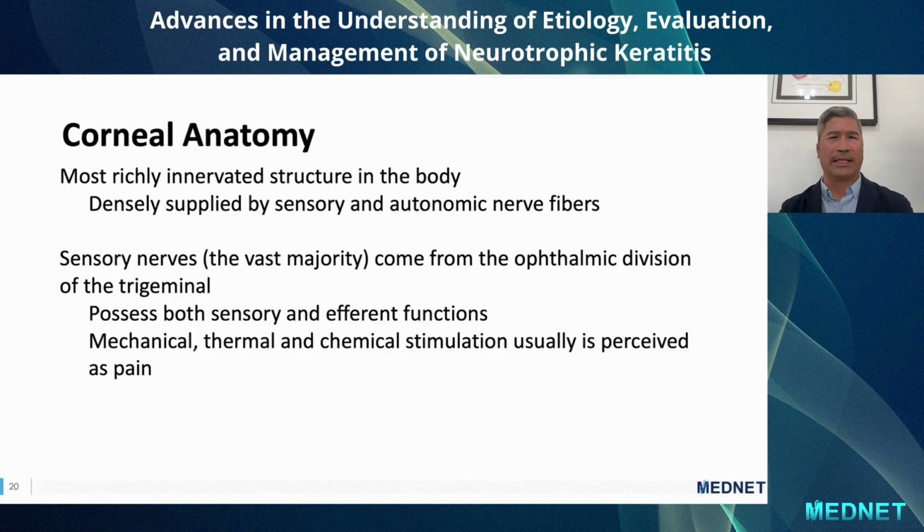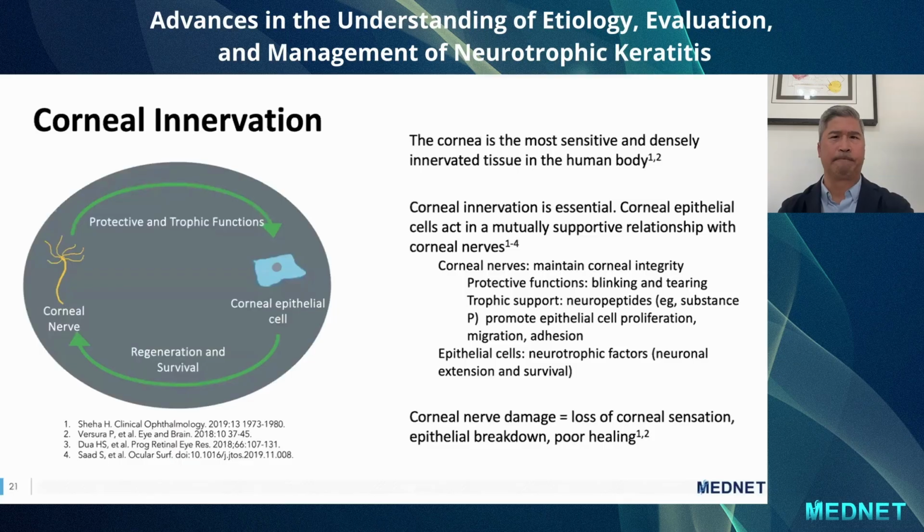But if we take a look at the corneal anatomy, we know that it's richly innervated, supplied by both the sensory and autonomic nerve fibers, and comes from the ophthalmic division of the trigeminal nerve, with both sensory and efferent functions. But there's mechanical, thermal, and chemical stimulation, which can be perceived as pain. And so we know the corneal nerves help maintain the corneal integrity.